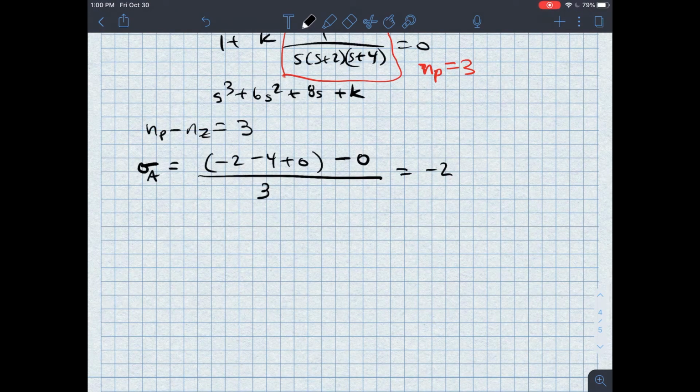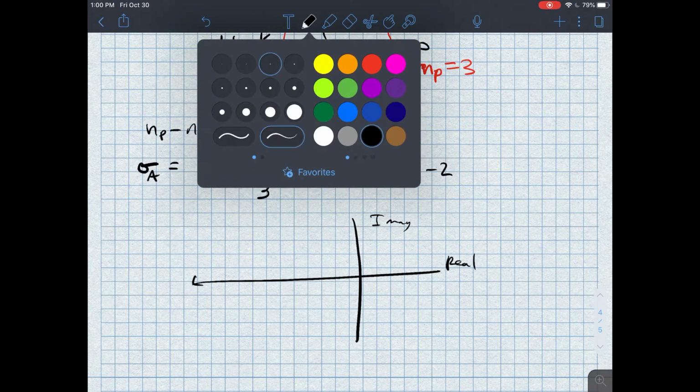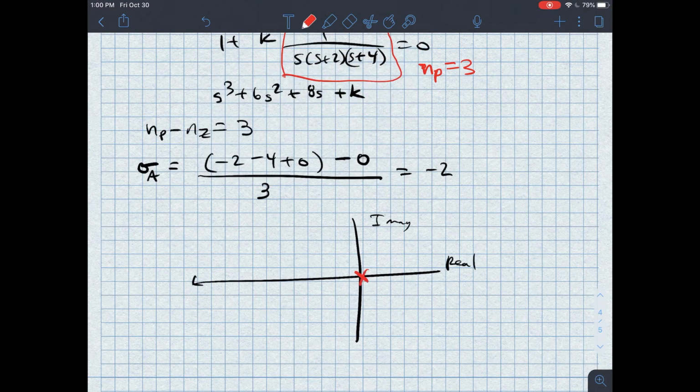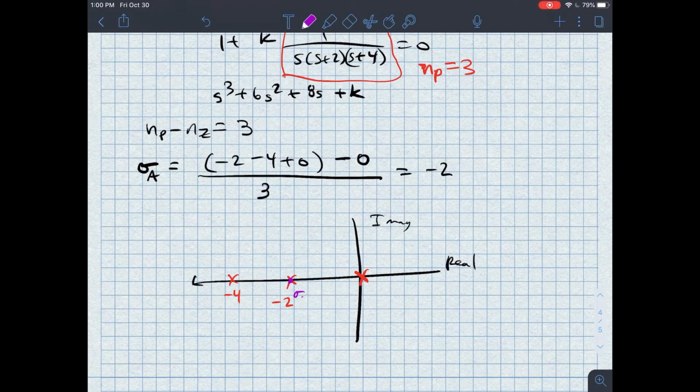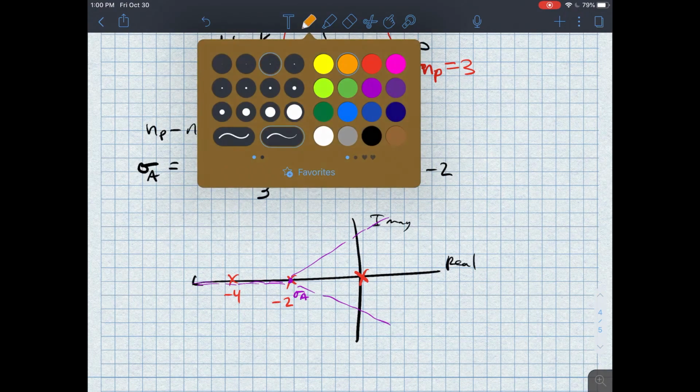So I know that my root locus will look like this. I've got an imaginary and a real axis, and I will start by writing the poles. There's one at 0, one at negative 2, and then one at negative 4. I also know that sigma A is located at negative 2, and so I'll draw my asymptotes, and then I'll go in for the next part.